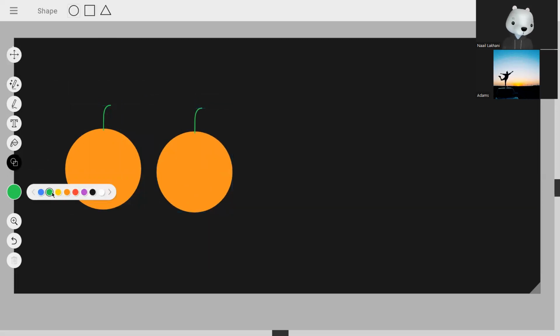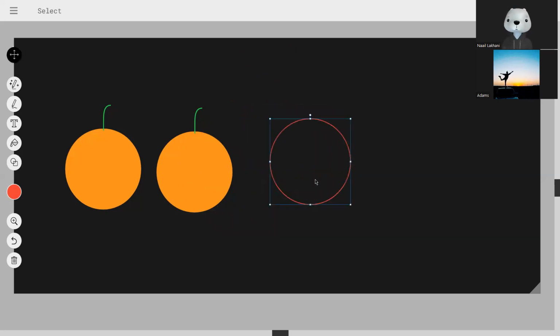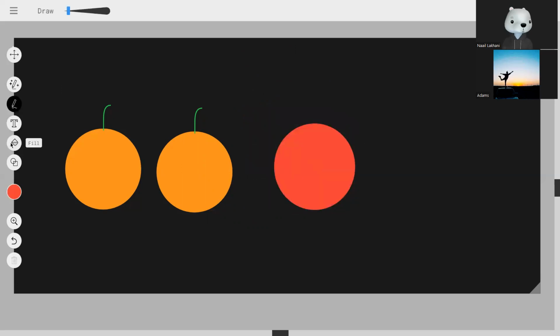And what other fruit should I draw? You have two oranges and one tomato. Tomato. It's a tomato. British tomato. I'm just gonna trigger you guys by saying tomato.